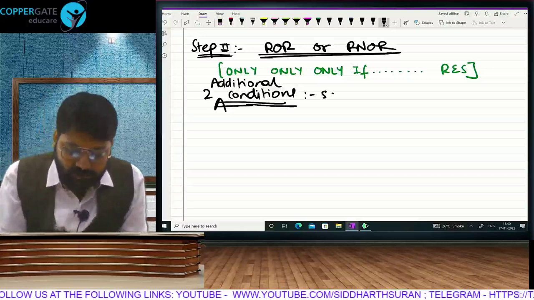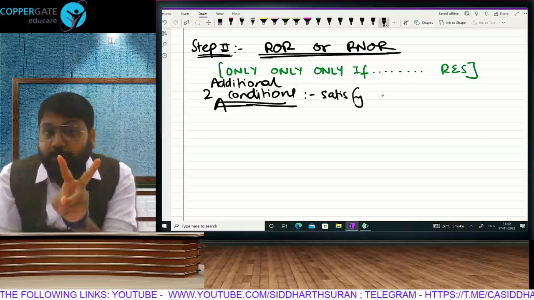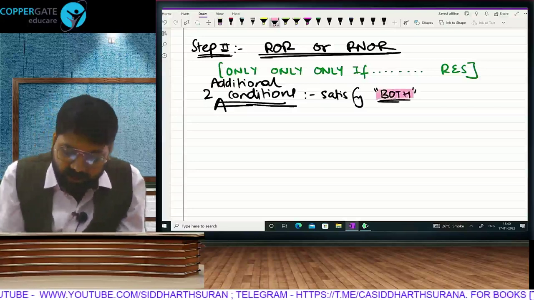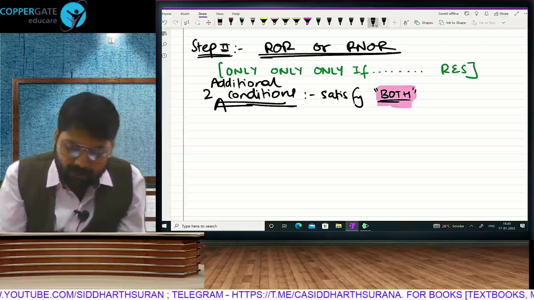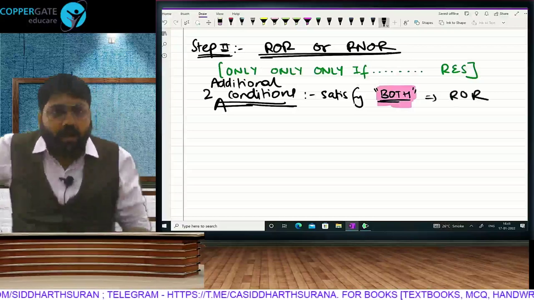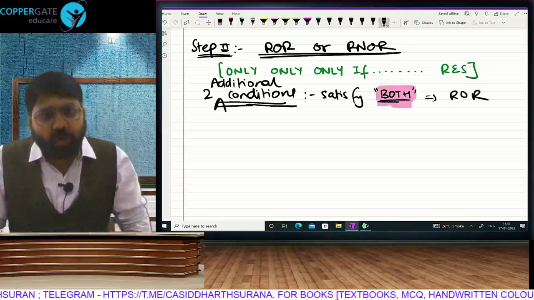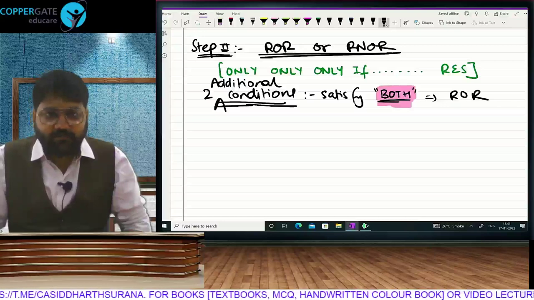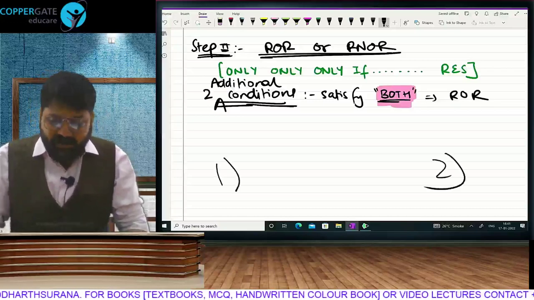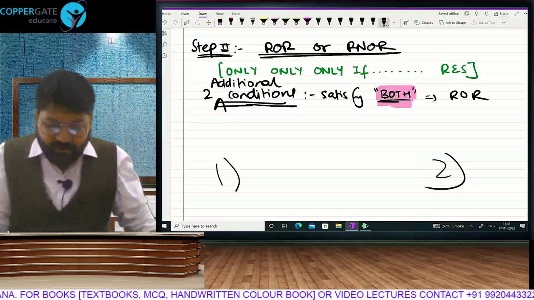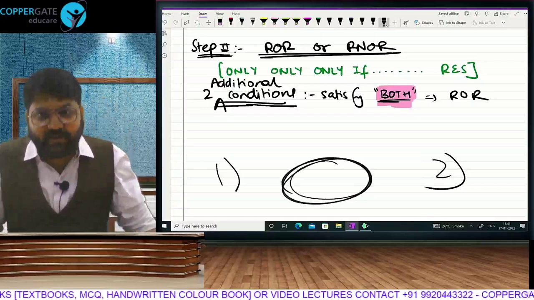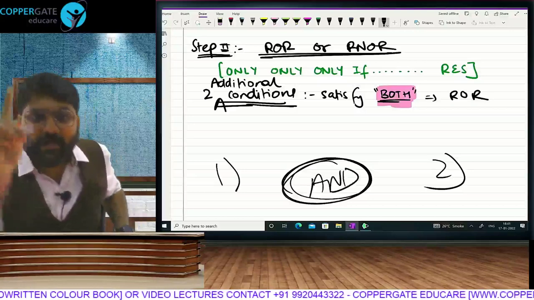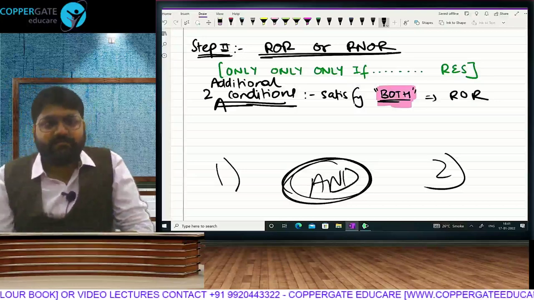Here the rule is a little different. Focus, eyes open, ears open, please. If you satisfy both, you will become ROR. So, this time when I write condition 1 and condition 2, last time also I wrote condition 1, condition 2. What was the word I wrote between the two conditions? This time I will write the word 'and', because this time you have to satisfy both. Do you understand the difference in terminology here?